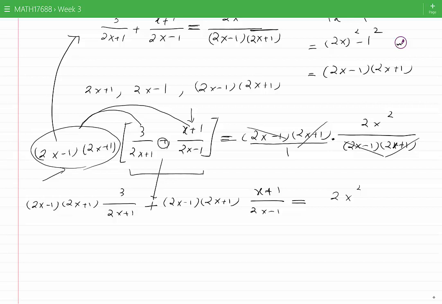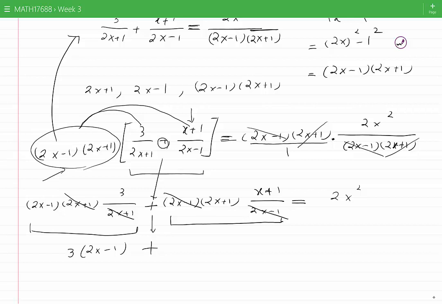On the left hand side there are now two terms. If you look at the first term, we observe that we can simplify 2x plus 1 from the numerator and 2x plus 1 from the denominator in the first term. We would be left with 3 times 2x minus 1 plus, now in the second term 2x minus 1 in the numerator is simplified with the 2x minus 1 in the denominator, and we are left with 2x plus 1 times x plus 1, and on the right hand side we have 2x squared.